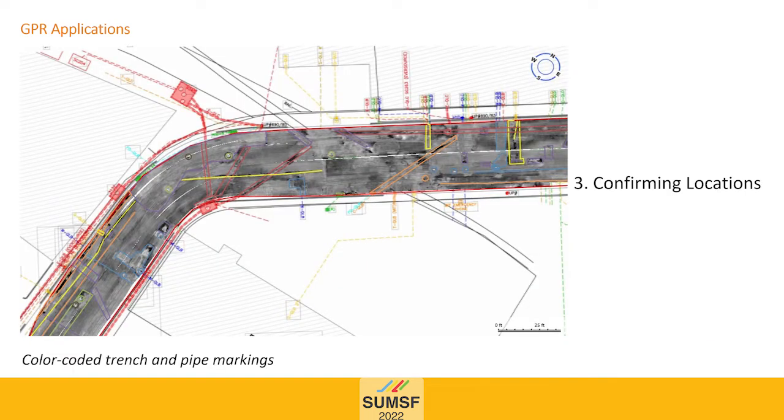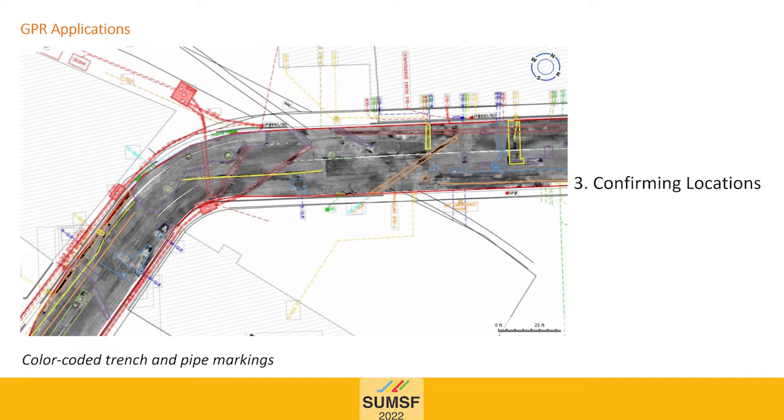The other advantage we have is confirming location. With the GPR, we don't see everything, but we see a lot of things. And even when we don't see the pipe, we often see trenches. And nobody's out there digging trenches for exercise, right? So if you see a trench with the GPR, you can be pretty sure that there's a utility in there, even if you don't actually see it with the GPR.